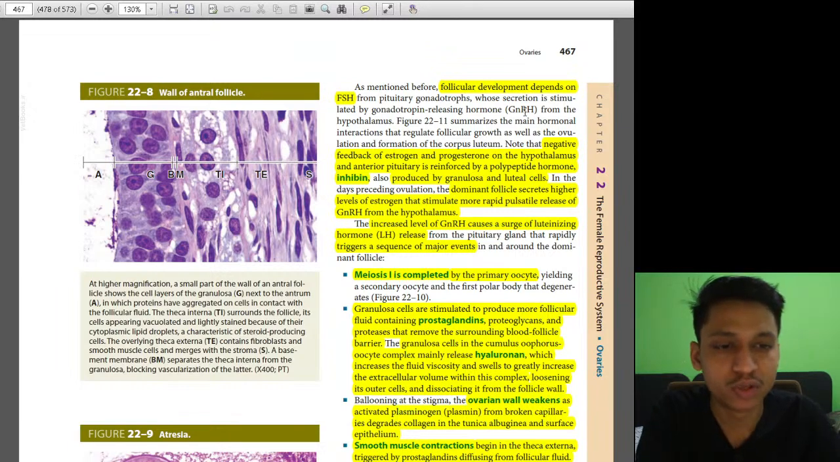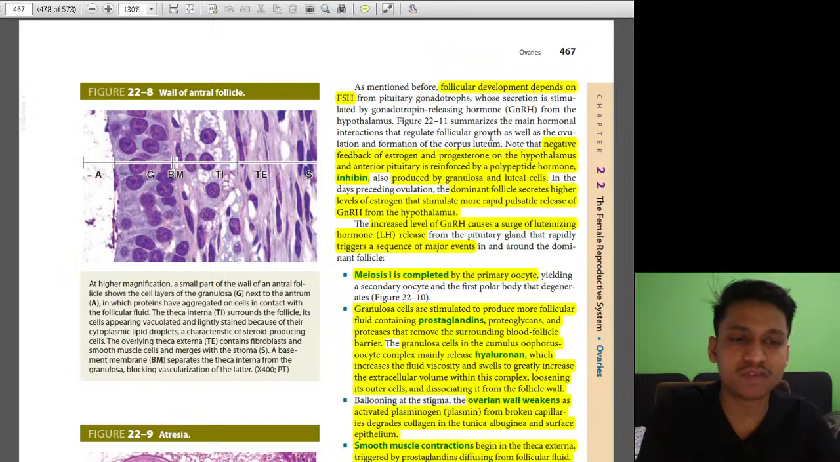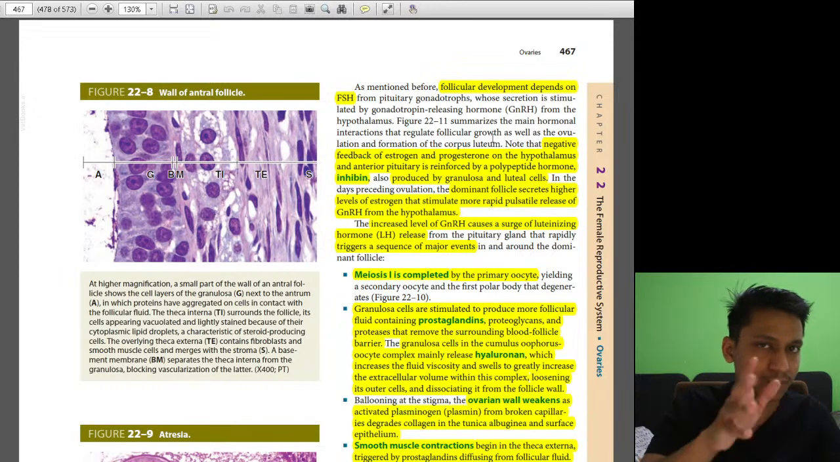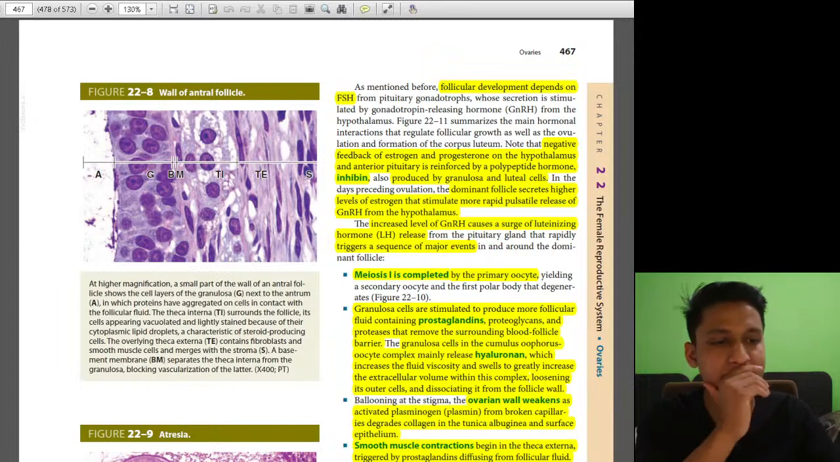GnRH, gonadotropin releasing hormone. Okay, so figure 22.11 summarizes the main hormonal interactions that regulate follicular growth as well as ovulation and formation of the corpus luteum. We'll study the hormonal things that happen. Just this one diagram and you will understand everything, what hormonal changes take place. So let's read.